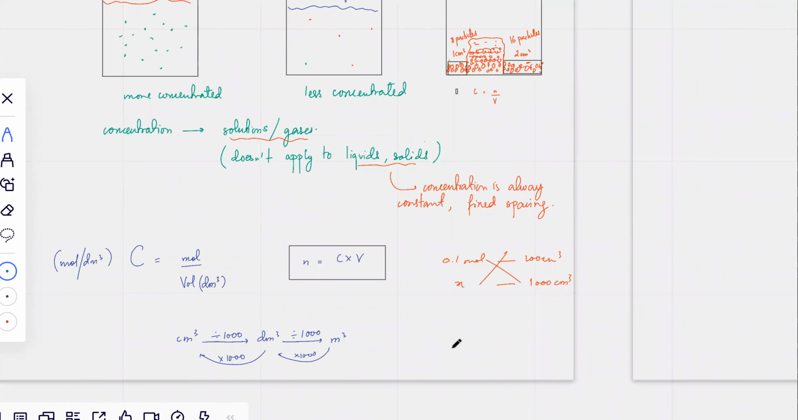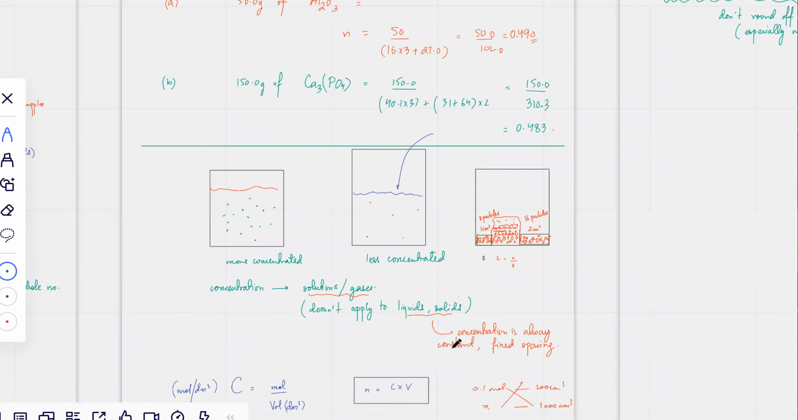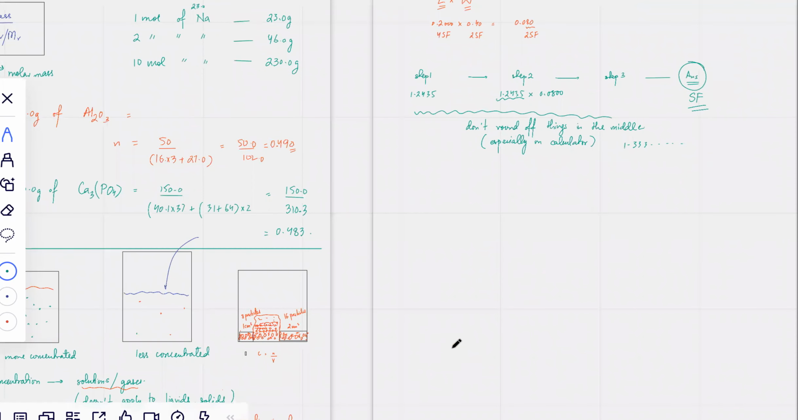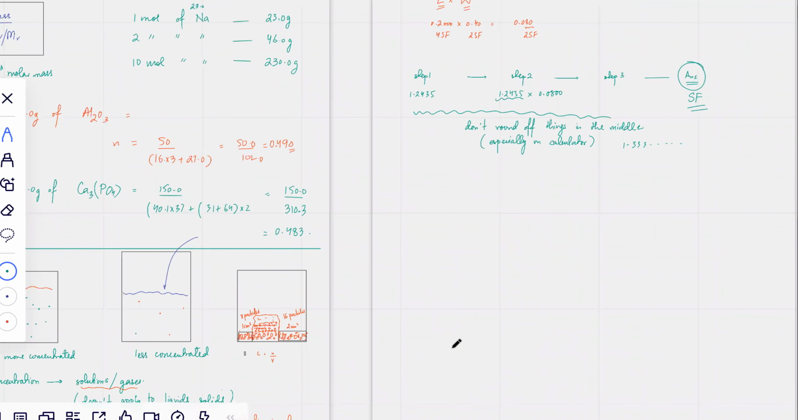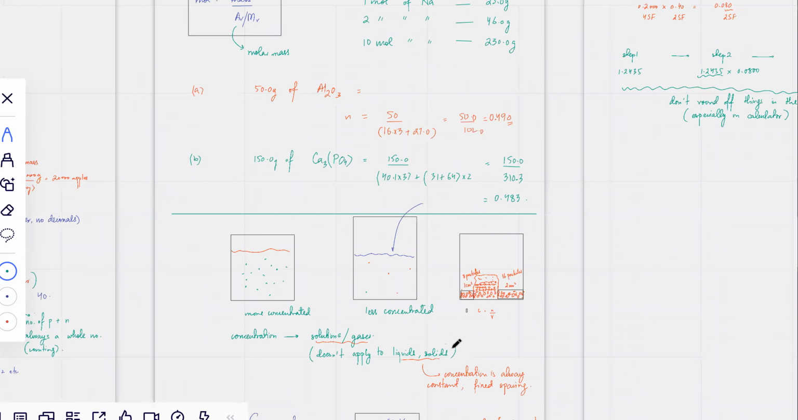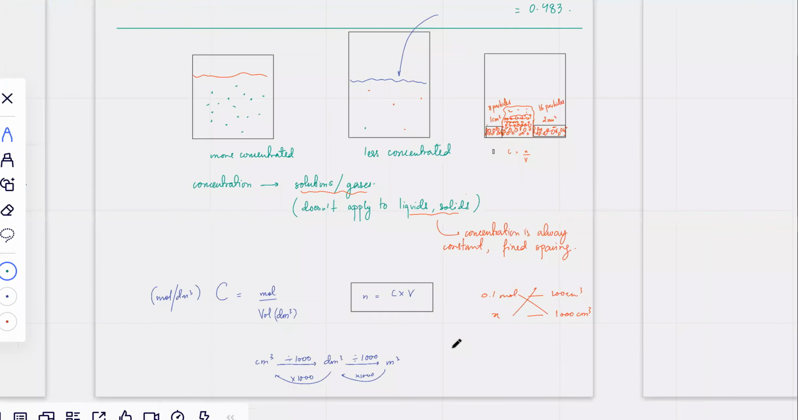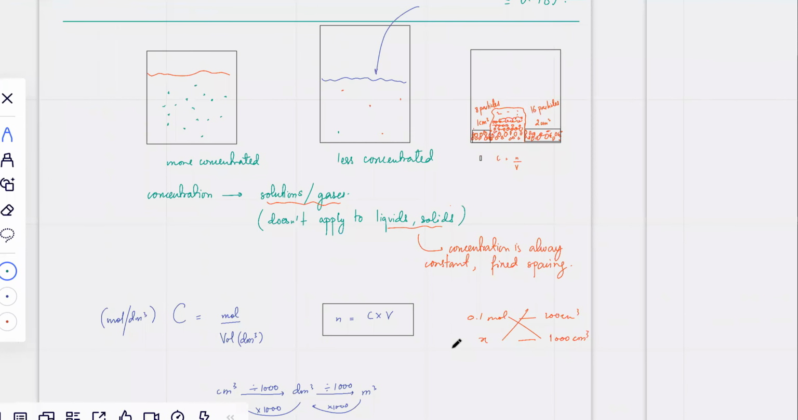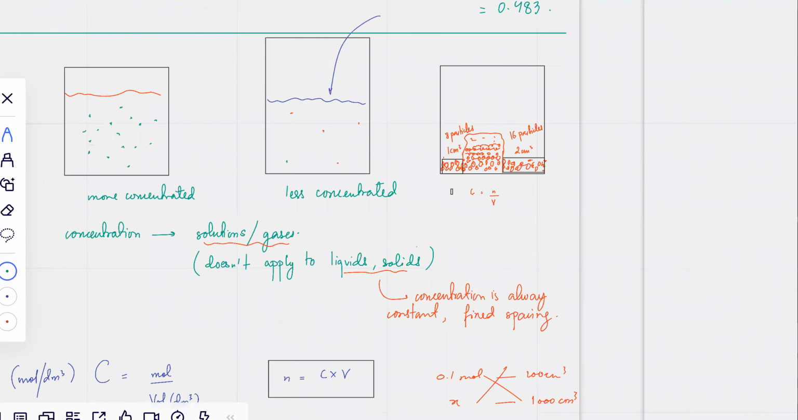Sir, can you please just go over this once again about liquids, solids, and gases? I know the reason why the concentration of solids and liquids doesn't change, but for the gas it does. Can you go over it?